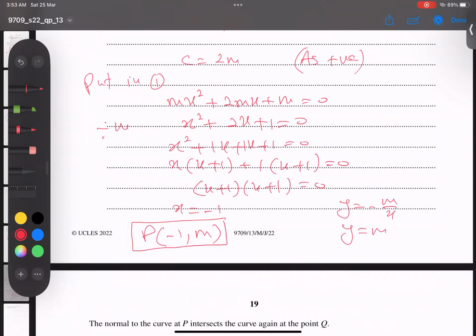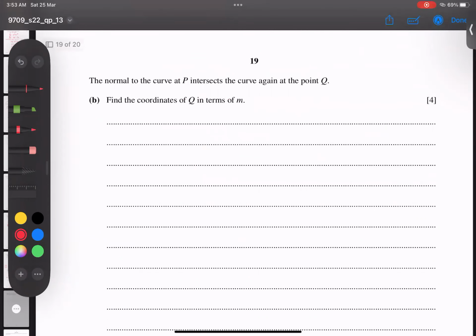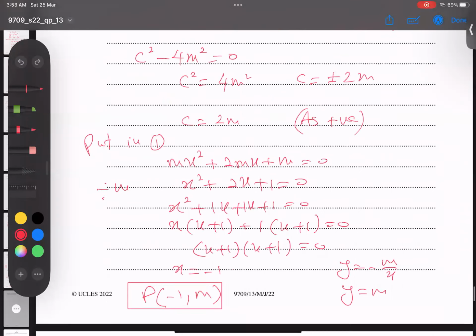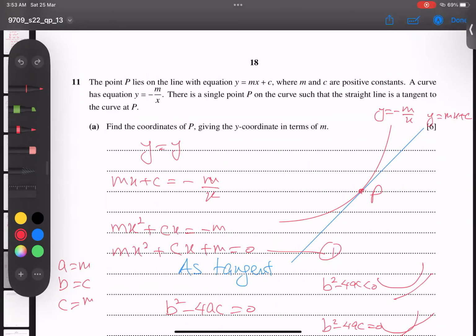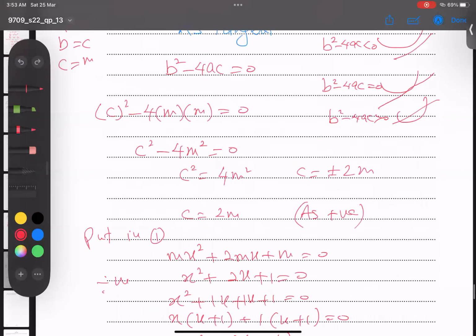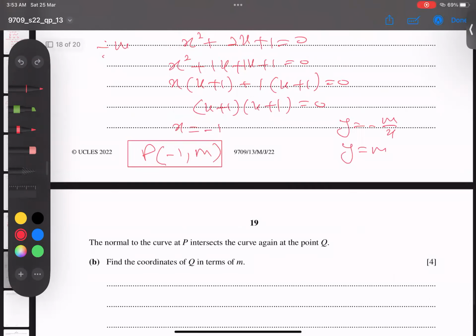Alhamdulillahi rabbil alameen, it is very clear. Let's go for the next part. He's saying the normal to the curve at P intersects the curve again. What he's saying is that the normal to the curve intersects the curve again. Whenever they intersect again, we have to solve them simultaneously. So let's start how we can do it now.